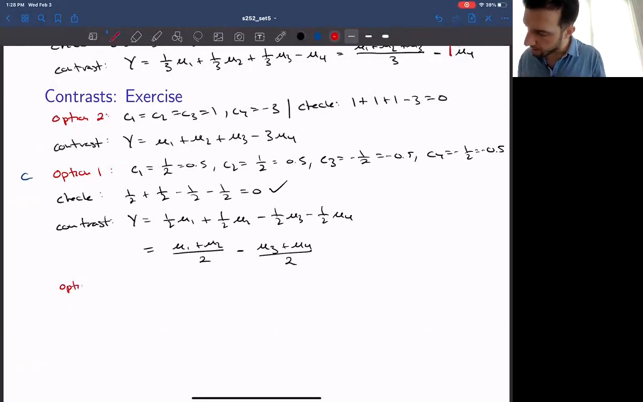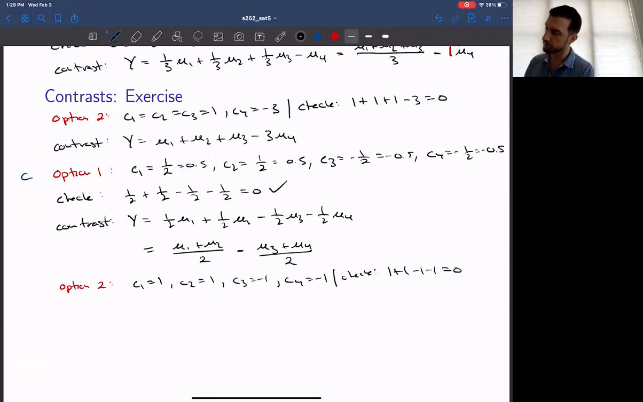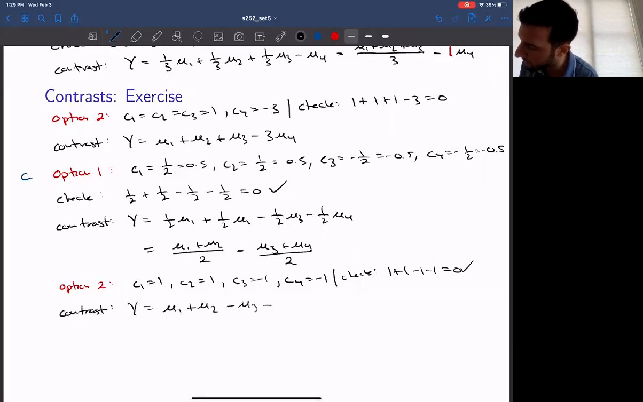Another option would be C1 equals 1, C2 equals 1, C3 equals -1, C4 equals -1. So if we check this, we have 1 plus 1 minus 1 minus 1 is 0. So then the contrast is gamma equals mu1 plus mu2 minus mu3 minus mu4. Okay.